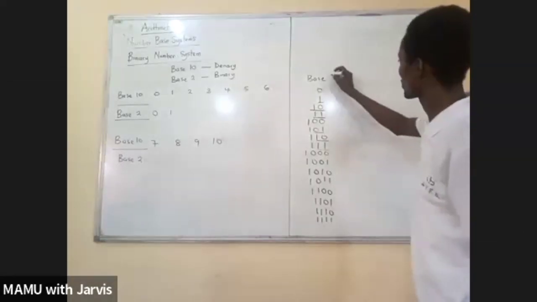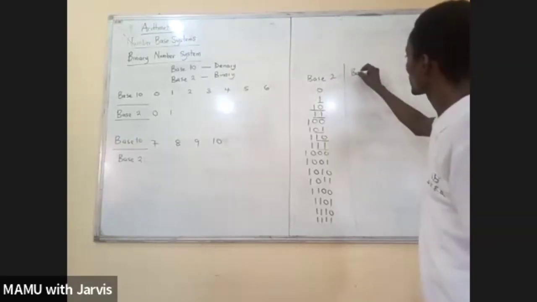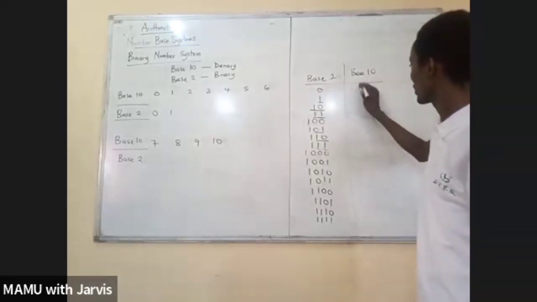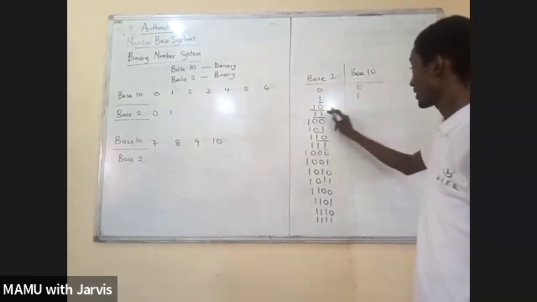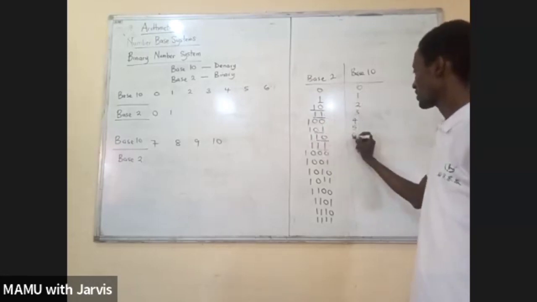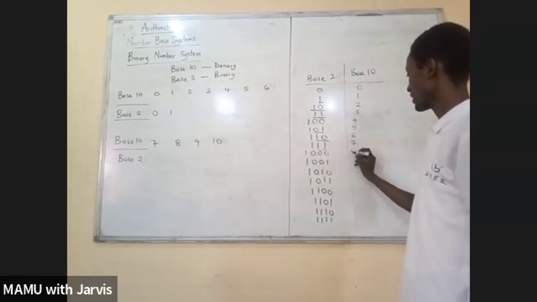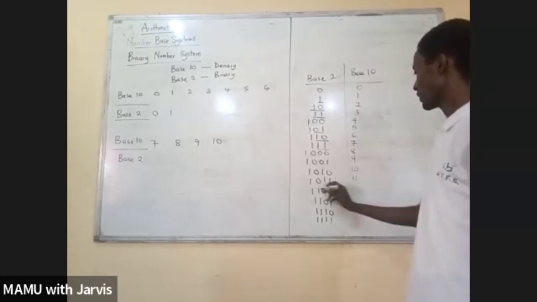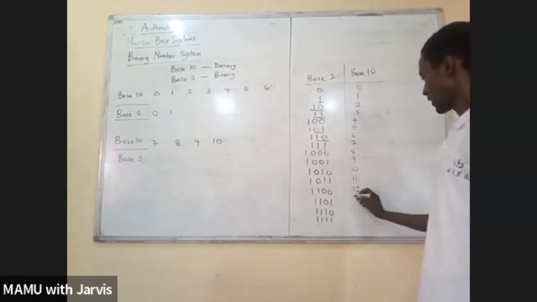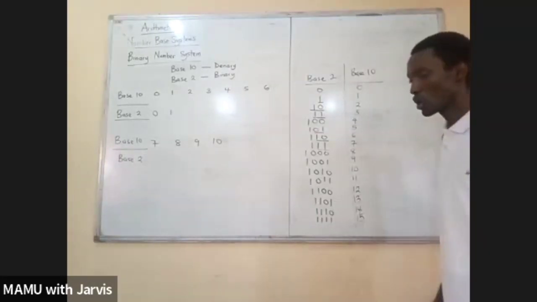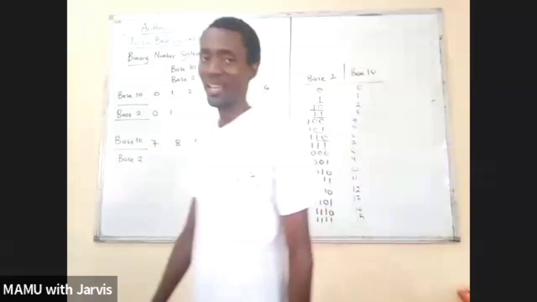But this is base 2, I cannot marry that to base 10. In base 10, what am I going to have? This will be 1. This will be 0. This will be 1. This will be 2. This will be 3. This will be 4. This will be 5. This will be 6. This will be 7. This will be 8. This will be 9. This will be 10. This will be 11. This will be 12. This will be 13. This will be 14. This will be what? 15.